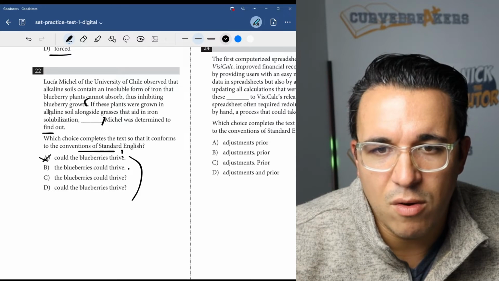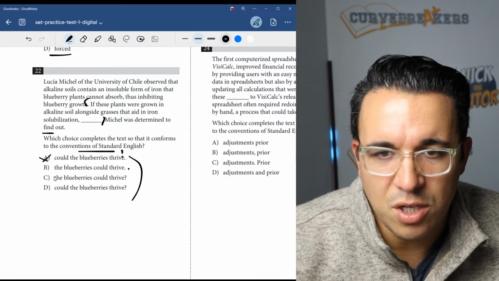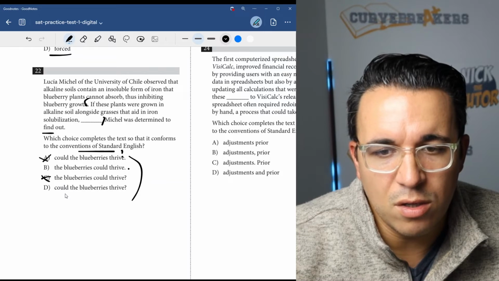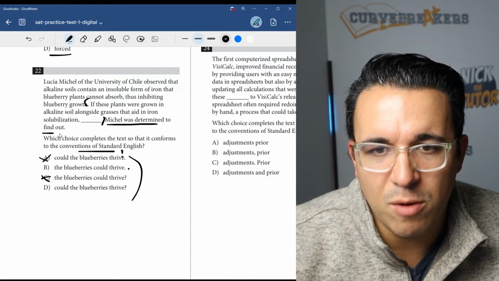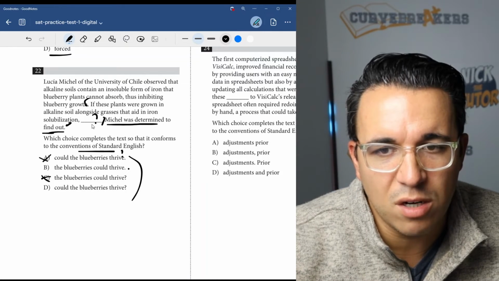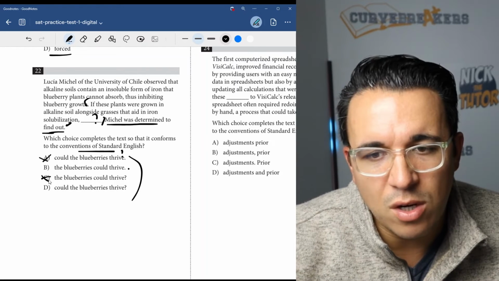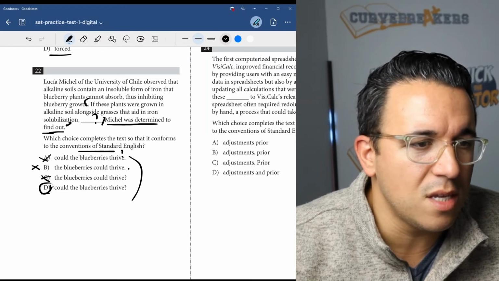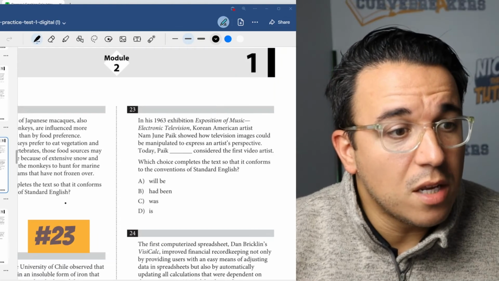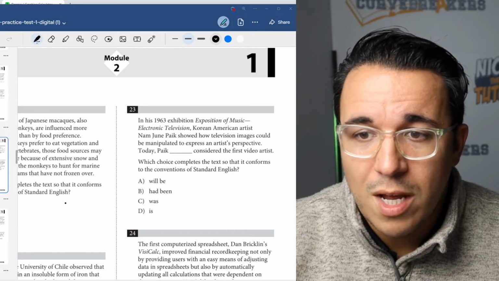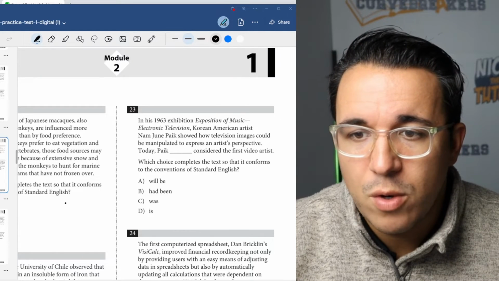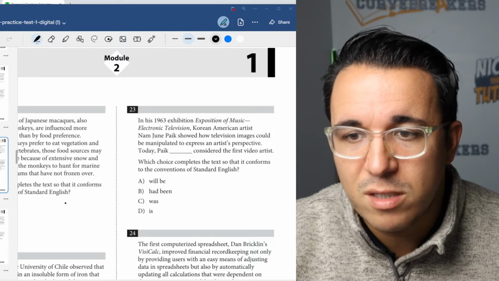If these plants were grown in alkaline soil alongside grasses that aid in iron solubilization, the blueberries could thrive. That doesn't sound like it's phrased properly for a question. Could the blueberries thrive? Michel was determined to find out. So that sounds like a question, right? Because determined to find out the answer. So I'm going to go with D over B. This is a tricky question, but I'm pretty sure that it's a D. That's what I'm going with. Let's get into number 23. In his 1963 exhibition of music, Korean-American artist Nam June Paik showed how television images could be manipulated to express an artist's perspective.